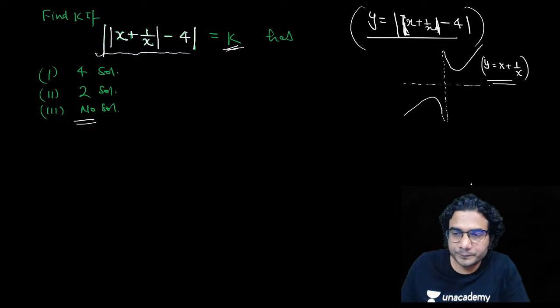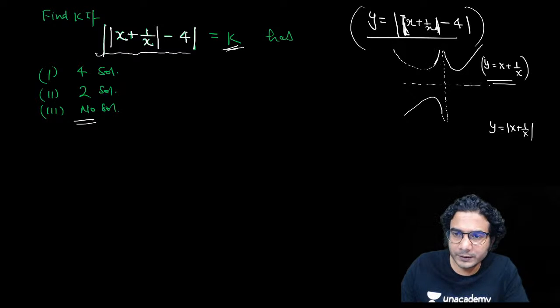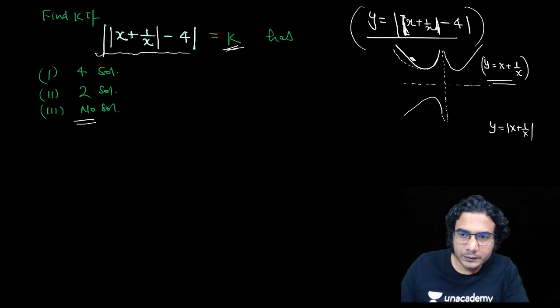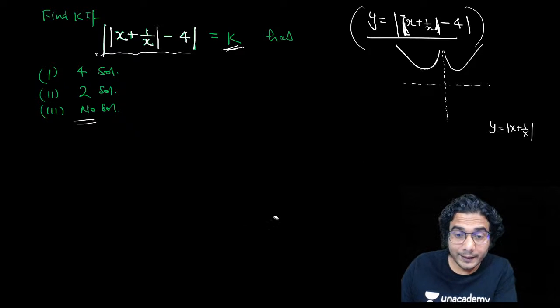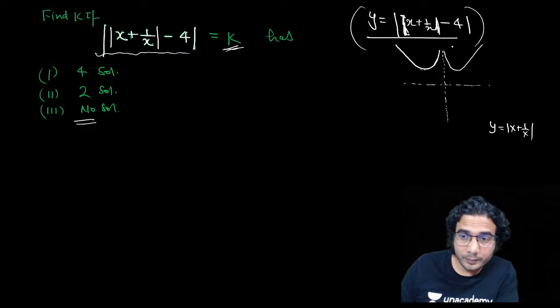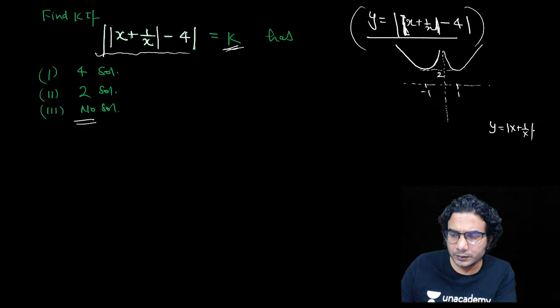See this? Okay. If I transform this and put mod, y is equal to mod of x plus 1 upon x, then obviously this part will come up, right? It will become symmetric. So we have transformed this original graph and got the graph of y is equal to mod of x plus 1 upon x. Now, by the way, what is this minimum value? This value is 2, right? 2 when x is equal to 1 or minus 1. Now you need to subtract 4.